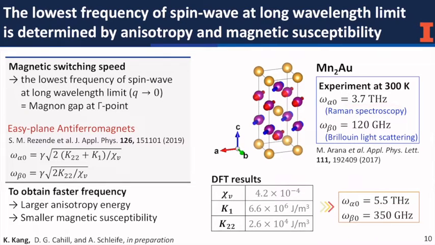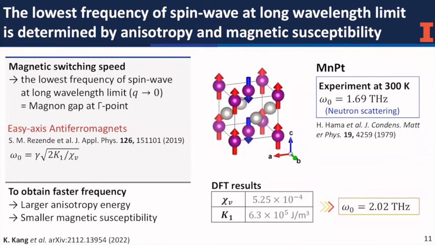Some overestimation of DFT might be explained by the reduction of the anisotropy energy at room temperature, because this anisotropy energy exponentially decreases with temperature. So the overall results match our expectation, which is the near terahertz frequency of the antiferromagnet spin dynamics too.